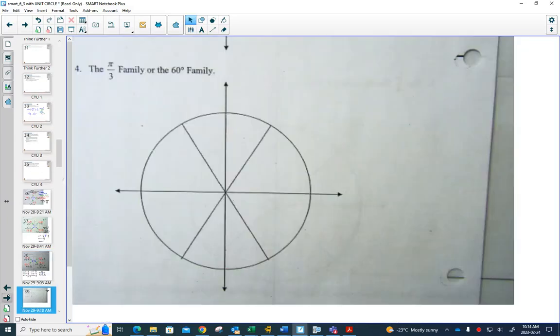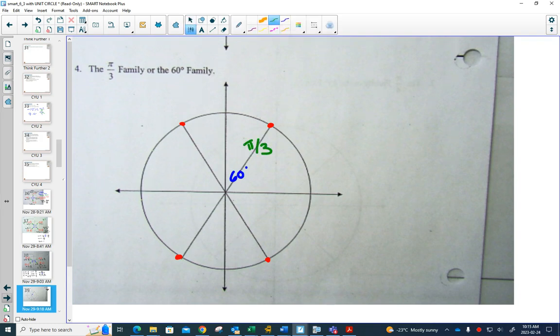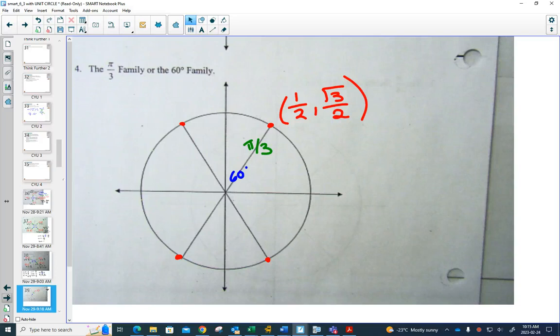All right, let's go to a pi over 3 family. Draw our dots. 60 degrees. Pi over 3. And the coordinates for quadrant 1 are 1/2, root 3 over 2. And I'll give you a head start to do the rest of the degrees, the rest of the radians, and the rest of the coordinates.